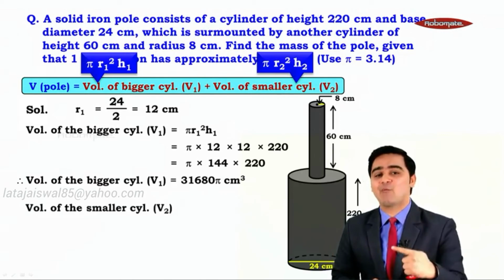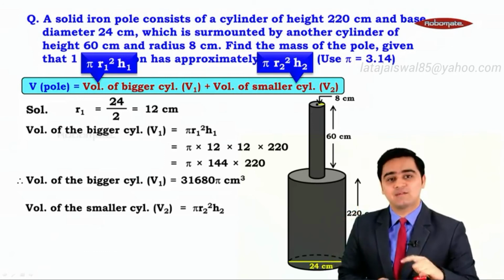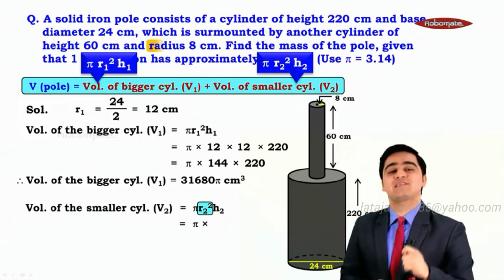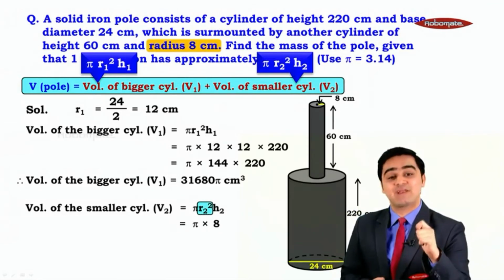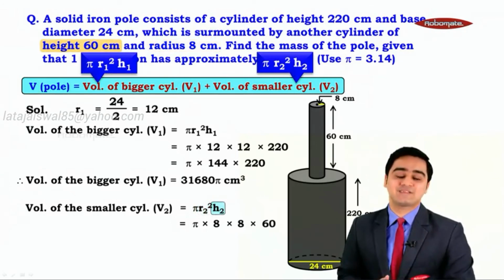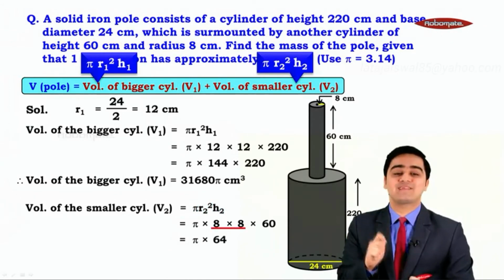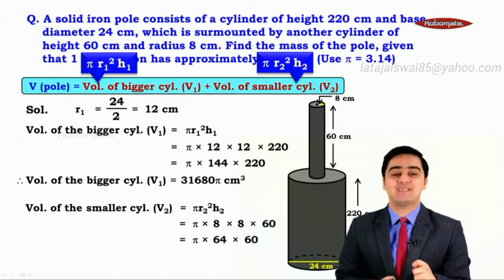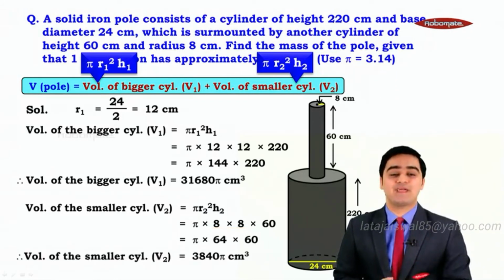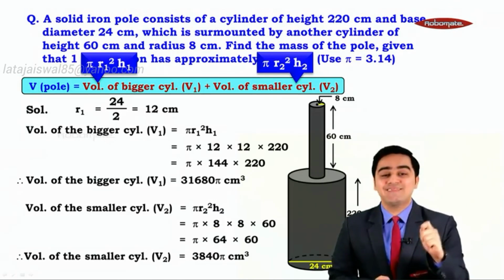Now let's calculate the volume of the smaller cylinder. The formula is pi r2 square h2. Let us substitute the values. In place of pi, we'll write pi. Now we know that r2, the radius of the smaller cylinder, is 8, so we'll write 8 into 8. The height of the smaller cylinder, yes, it is 60. Now again pi will remain as it is. 8 into 8 is 64, into 60. Now pi into 64 into 60 is 3840 pi. Therefore the volume of the smaller cylinder is 3840 pi centimeter cube.